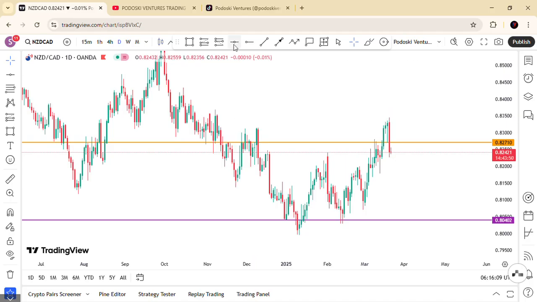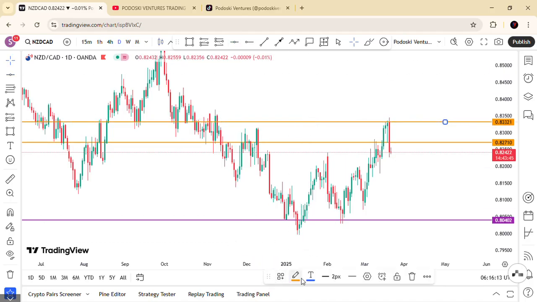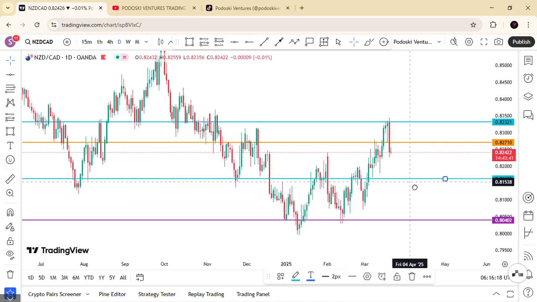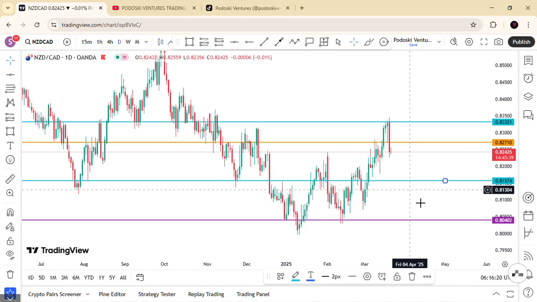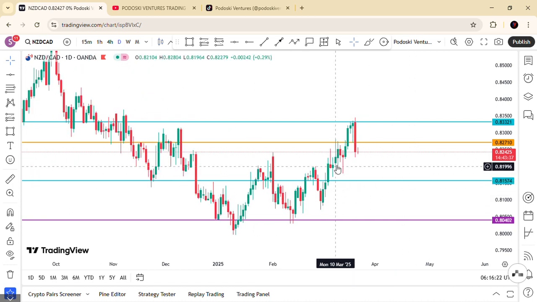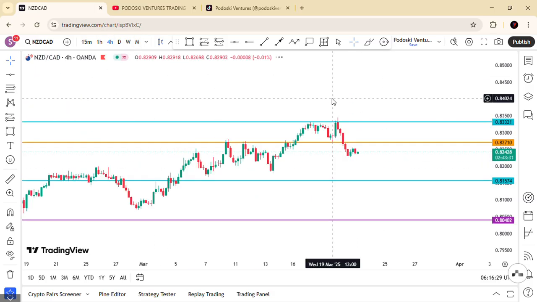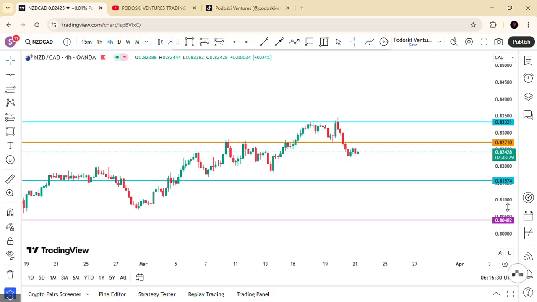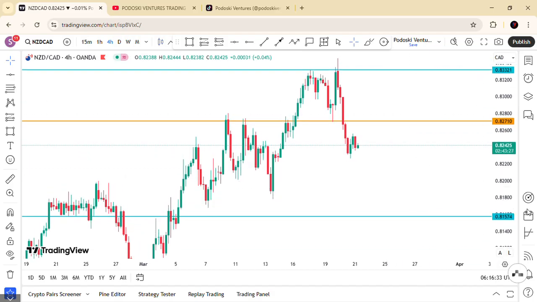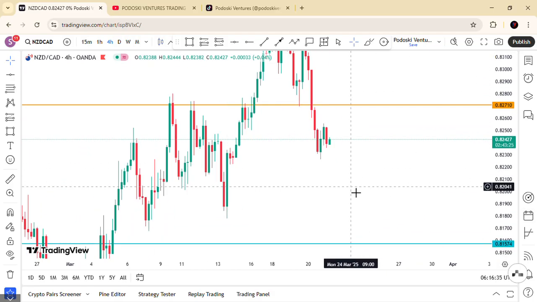So on the daily time frame, I'll just mark out this zone, then I'll mark my daily support over here. So here's my daily support zone and my daily resistance. So let's go to the 4-hour. On the 4-hour is where I'll pick my entry.